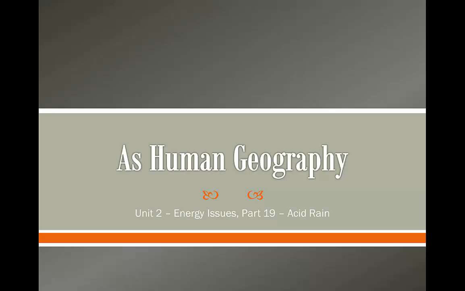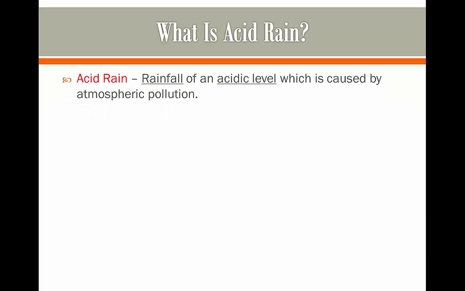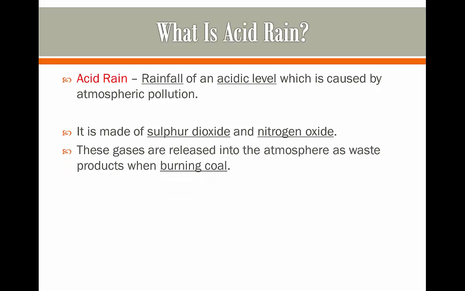Today we're going to be looking at acid rain. What is acid rain? Acid rain is rainfall of an acidic level which is caused by atmospheric pollution. It's made of sulfur dioxide and nitrogen oxide. These two gases are released in the atmosphere when we burn certain fuels such as coal.